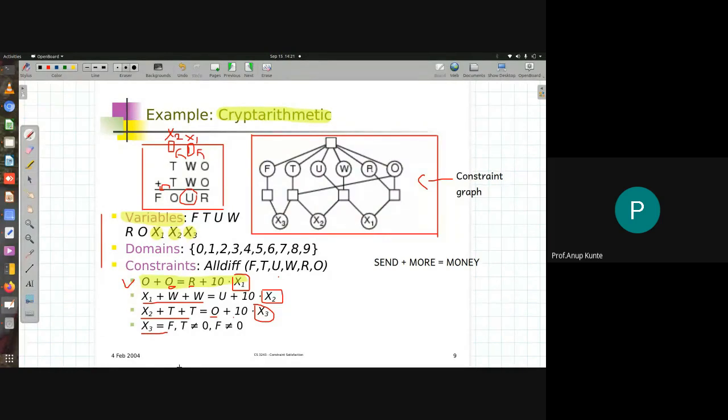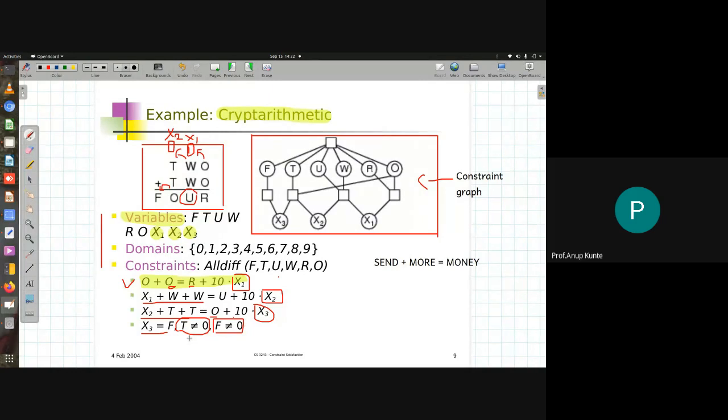Since it is shown that two 3-digit numbers are added and you're getting a result which is 4 digits, for this result to be a 4-digit number, the F must not be equal to 0. So that's another constraint on my particular problem. Here is another constraint: T should also not be equal to 0. It's another constraint. This is how you represent the constraint in a text format.